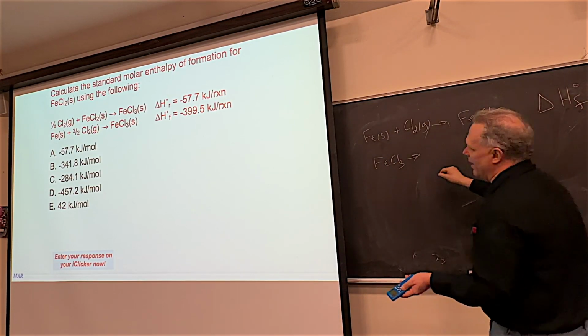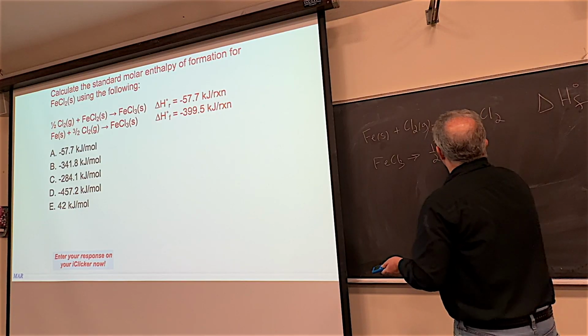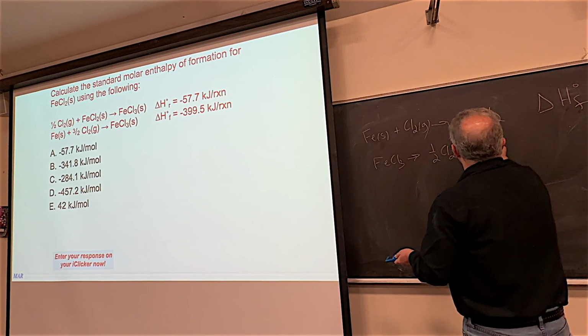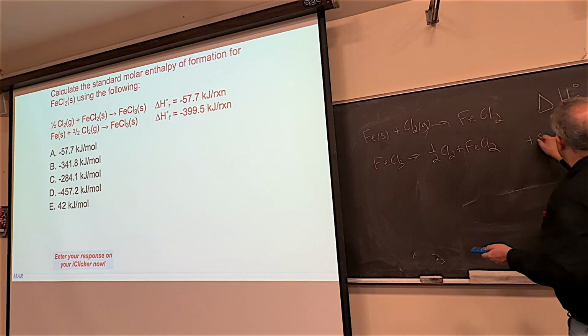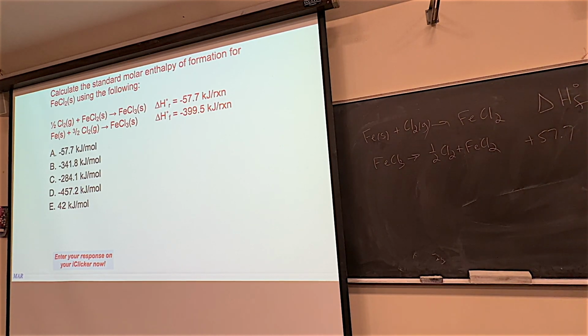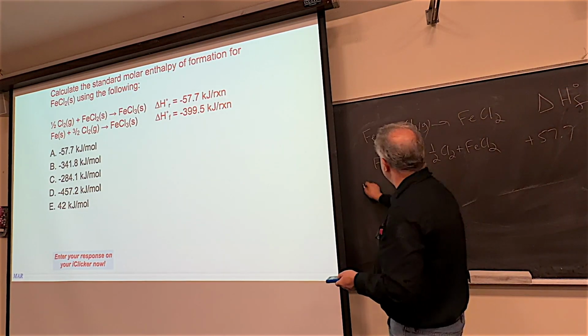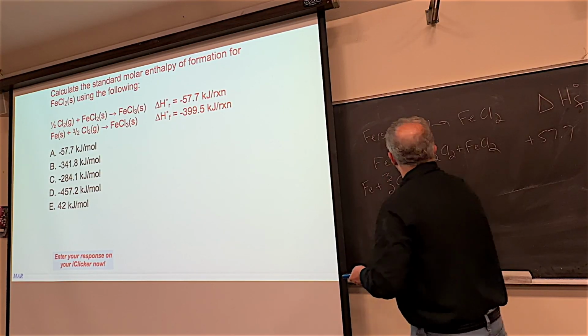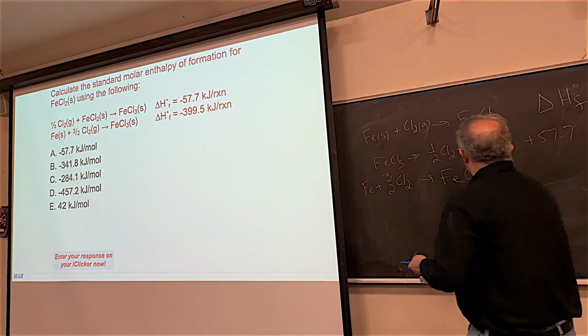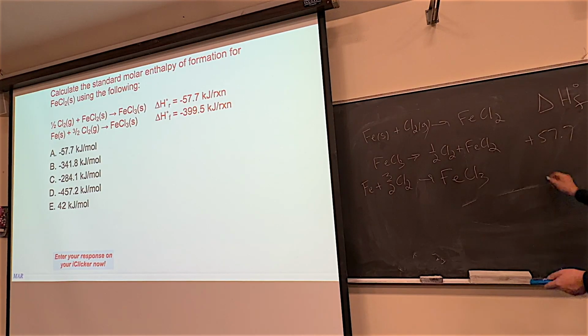FeCl3 is going to be the reactant. It takes 1/2 Cl2 and FeCl2. And when you flip it, you change the sign. Positive 57.7 kilojoules. I'm going to leave this reaction as is. Fe plus 3/2 Cl2 makes FeCl3, and I'm not changing that at all. Questions on what I've done so far?